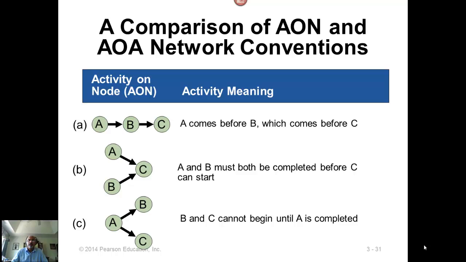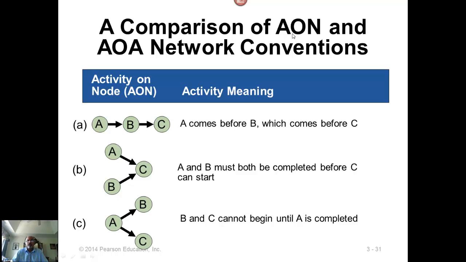Now let's look at how to develop a project network. A project network is one where we have nodes and arrows. Nodes are represented by circles, and then there are arrows. We can use nodes to represent activities and the arrows to represent the precedence relationships between the activities, and that would be activity on node convention. So AON stands for activity on node convention.